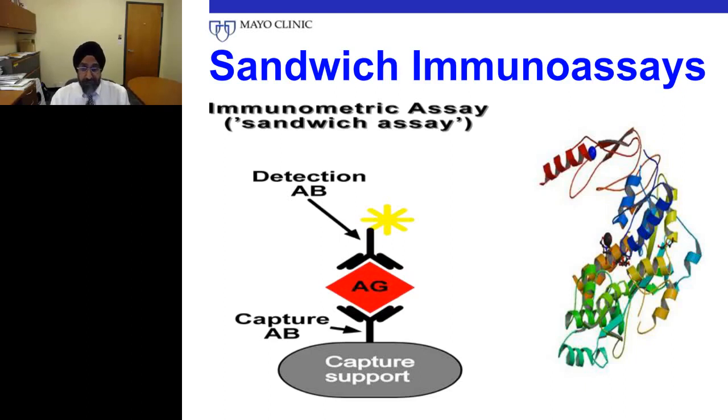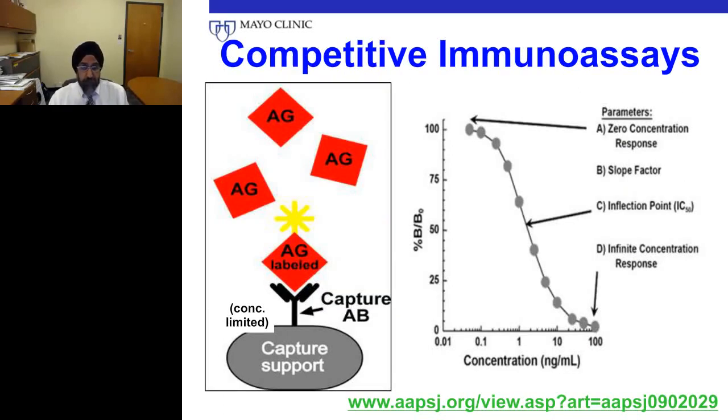In comparison, for small molecular weight molecules like vitamin D and other steroids and drugs, we cannot use the sandwich approach, so we cannot use two antibodies. We have to rely upon a single antibody, and then we have to rely upon the competition with the labeled tracer, which is highlighted here with a yellow star. Because of the design and the technology, there is an inverse relationship between the signal and the concentration, as is highlighted on my right-hand side.